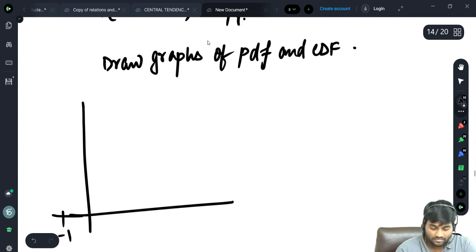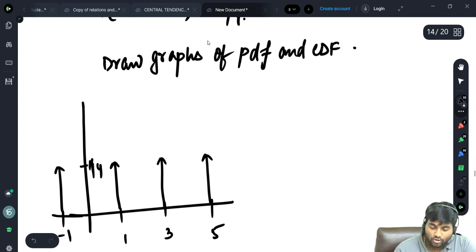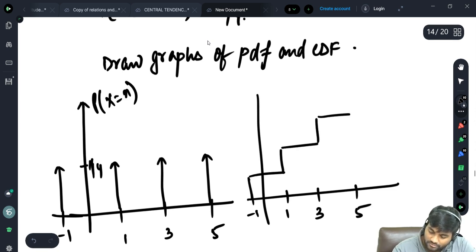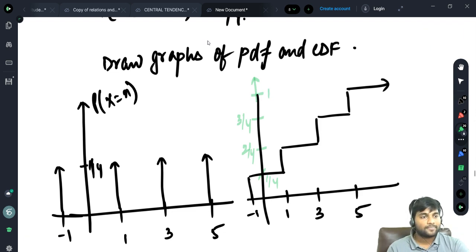Now graph. So in the graph of the PDF, we start from minus 1, then 1, 3 and 5. If this is 1/4, then all will be of the same height. Yes or no? This is minus 1, this is 1, this is 3, this is 5. The heights are 1/4 and 2/4. Clear, everyone? Okay.